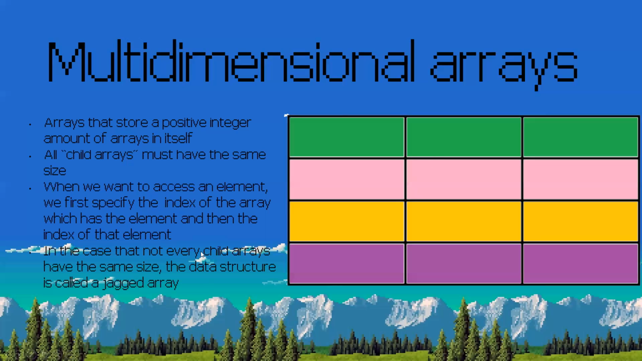In the case that not every child array has the same size, so for instance, a big array that has as its first element a 3-element array and as its second element a 5-element array, then that's called a jagged array. All right, so that is multidimensional arrays. It's pretty common, and it's also particularly useful in some cases.